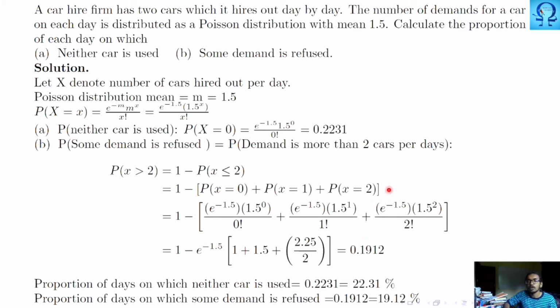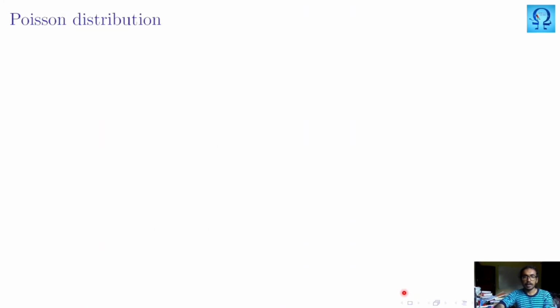Okay, so here calculate the proportion that they are saying. From the probability you can very well find out the percentage. Just multiply it by 100, that gives you the percentage. Okay, and now we will do something which is an interesting one.